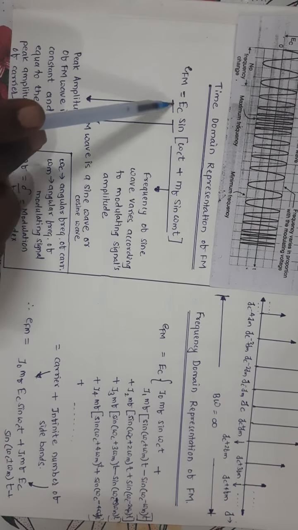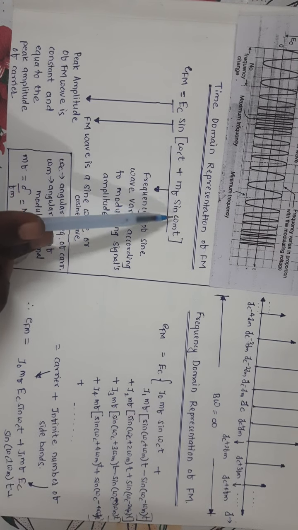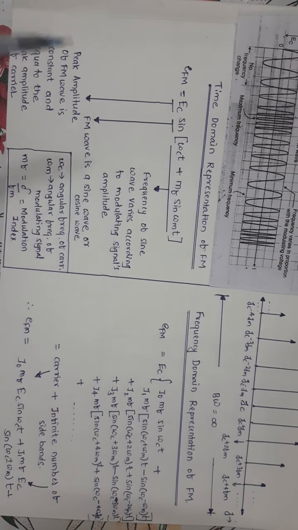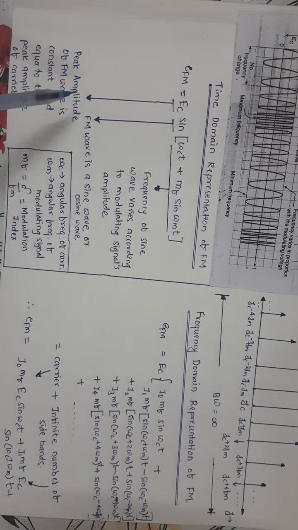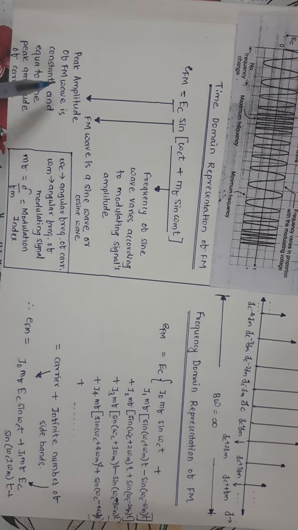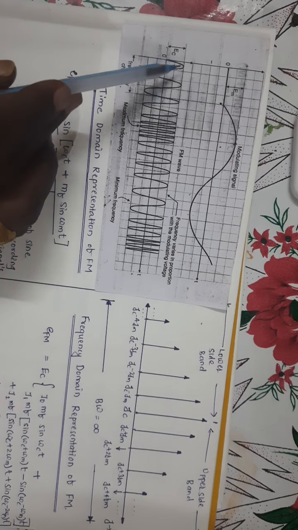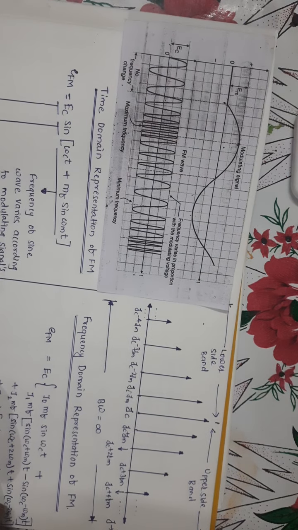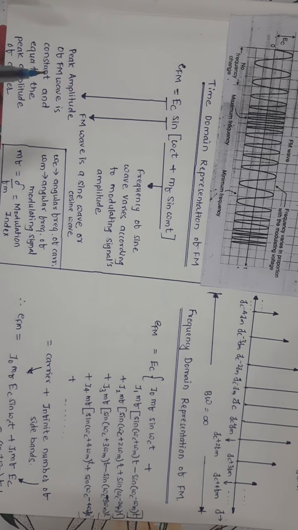What do we mean by E_c? Then what do we mean by ω_c? What is m_f? What is ω_m? So this E_c always indicates the peak amplitude of an FM wave. Here you are observing this is E_c. So E_c is nothing but the peak amplitude of your carrier wave. Whatever the amplitude of the carrier, it is represented by E_c.